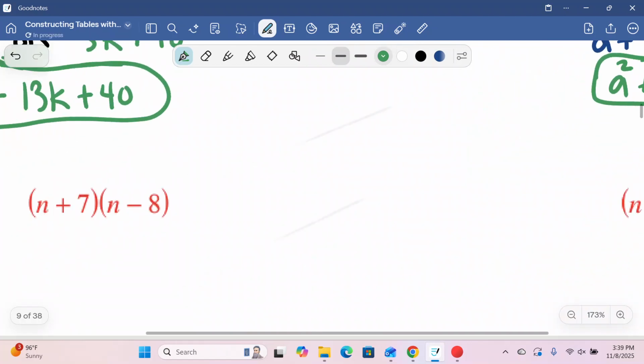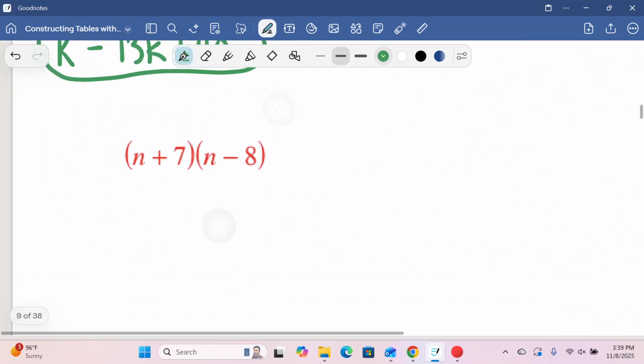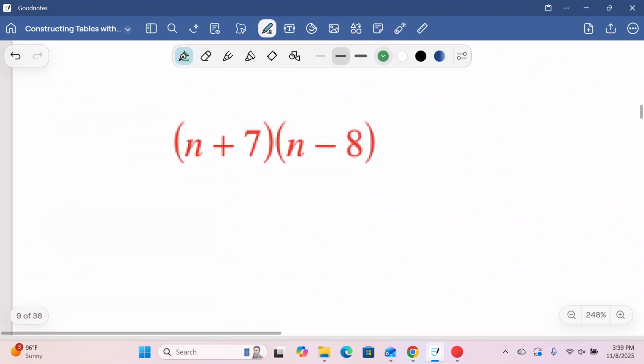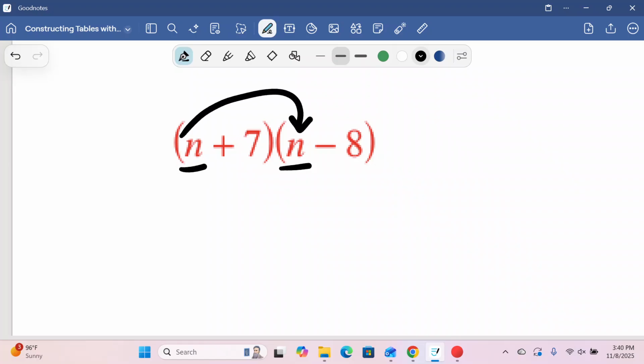We're going to do another one. Very similar. And it's just repetition after repetition. And we are going to get to a little bit more complicated after we finish this page. So we have n and we have n. We're going to distribute n times n, which gives us n squared.